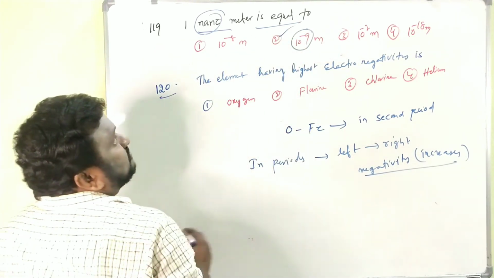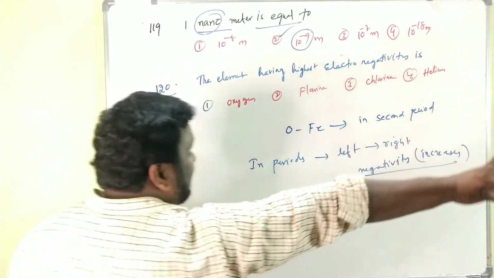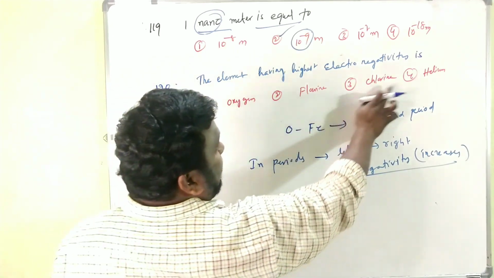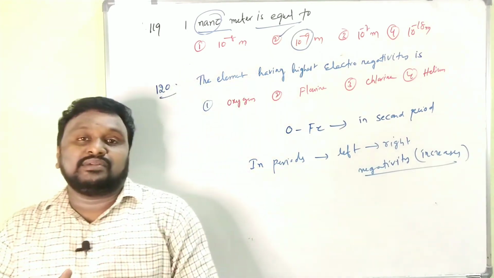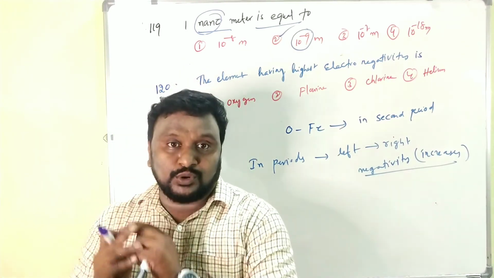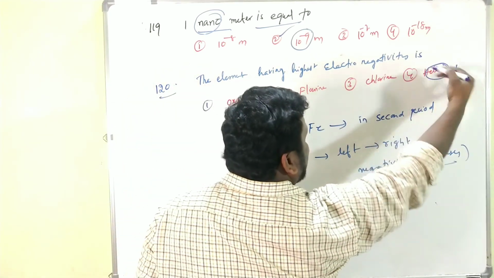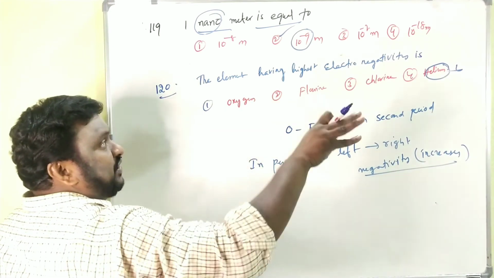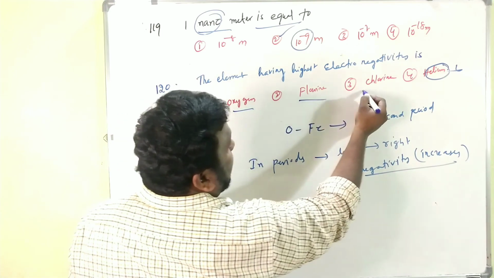And next question. The element having highest electronegativity is: options oxygen, fluorine, chlorine, helium. First you have to check the elements which are in the same period or same group. Here helium is very stable, so you can neglect it. Helium is very stable, its electronegativity is 0. And next, oxygen, fluorine and chlorine.